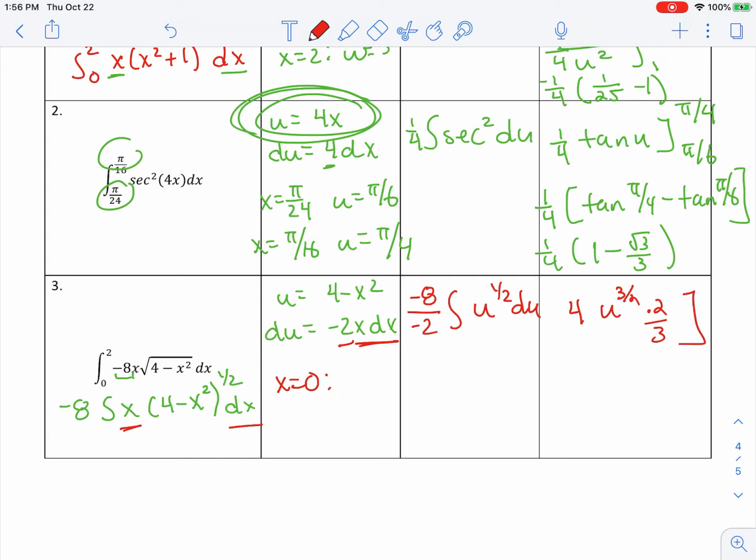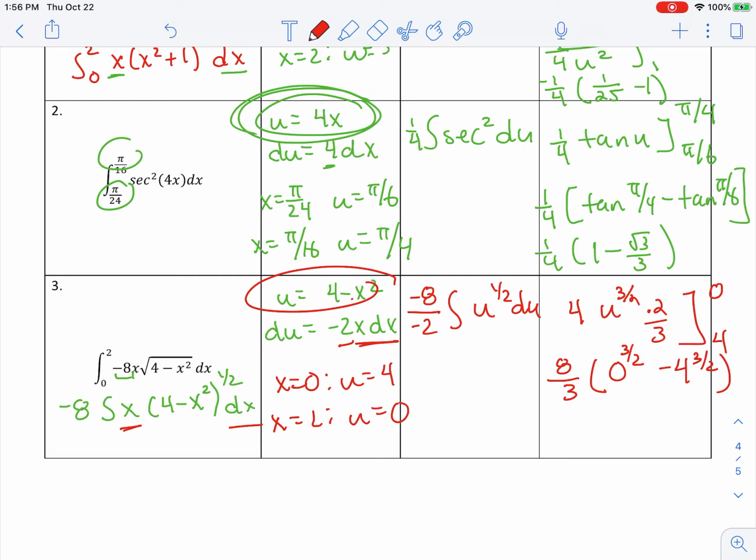And we need to figure out our new bounds. So the bottom bound was 0. If I plug in 0 here, your u becomes 4. The upper bound was 2. When I plug in 2 here, your u bound becomes 0. So this is 8/3. I would have 0 to the 3/2 minus 4 to the 3/2. This is 8/3, 0 minus, this is really the square root of 4 cubed, which is 8.